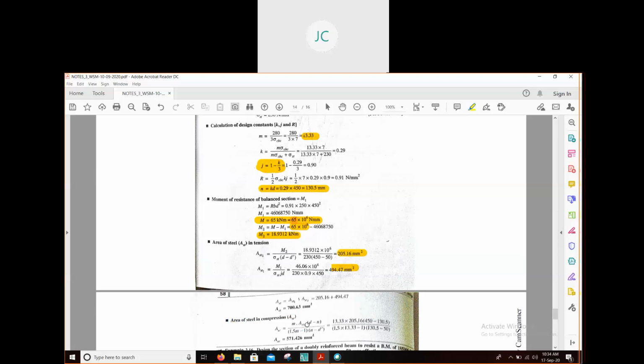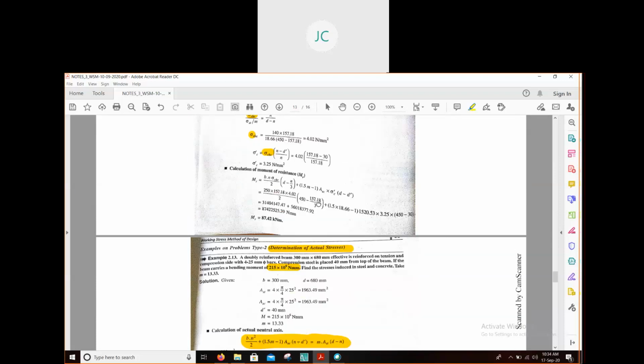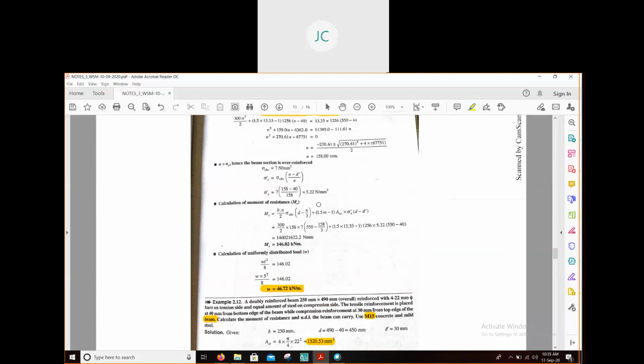Next, for the total area of steel in compression, ASC, we have one formula: m into AST2 into d minus n, divided by 1.5 times of m minus 1 into n minus d dash. So this formula you will get. I will show you the basic equation from which we are deriving this equation.